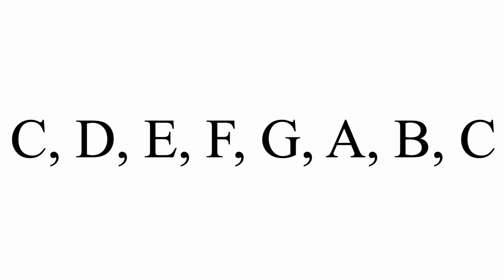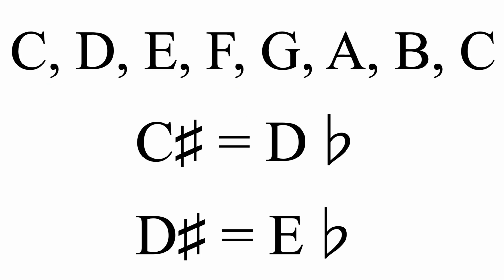Remember, the order of the notes is C, D, E, F, G, A, B. So, C sharp would have a frequency about halfway between C and D, and G flat would have a frequency about halfway between G and F. Also note that C sharp is the same as D flat, D sharp is the same as E flat, and so on. This is the full piano keyboard with 88 keys, both black and white.